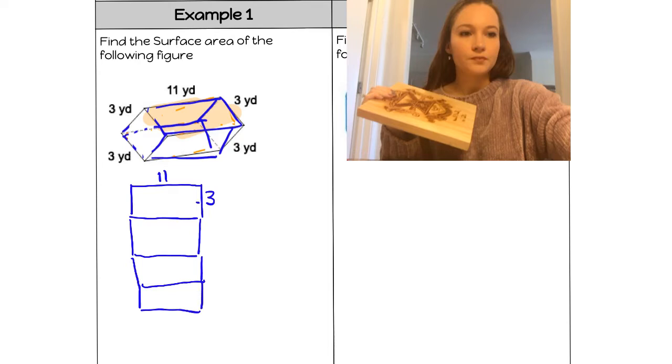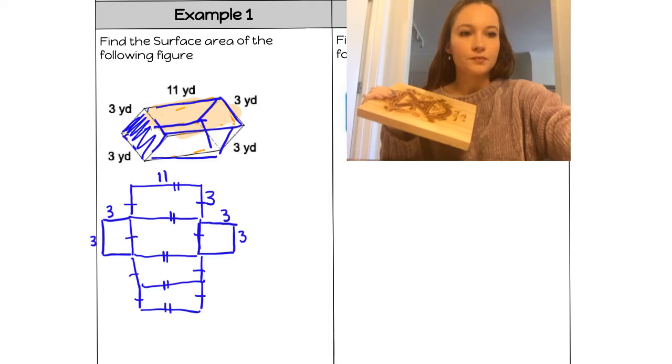We're just doing our best. I'm going to put these congruent lines to show that those are the same lengths. And then I had these squares on the side that were 3 by 3. And there's 2 of those.